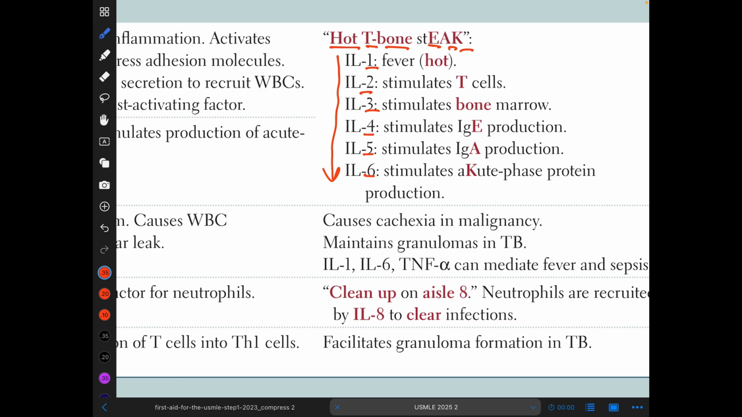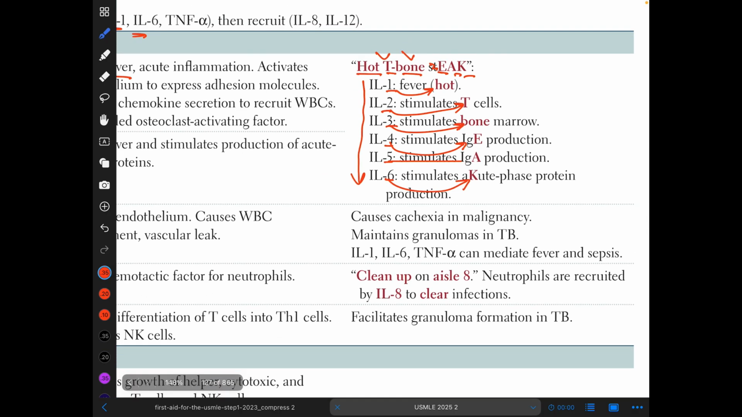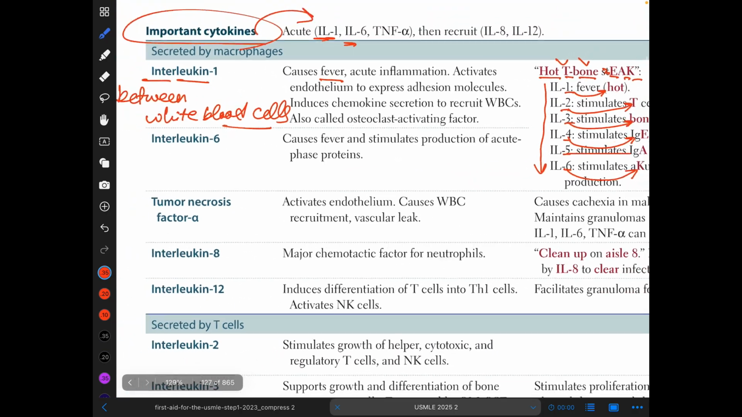6. The 1 is hot, fever. The 2 is T, meaning it stimulates the T cells. The 3 is going to stimulate bone marrow. Hot, T, bone, and streak. The 4 stands for IgE production, and 5 for IgA production, and 6 is stimulation of acute phase protein production. That is a wonderful, important mnemonic you have to memorize.